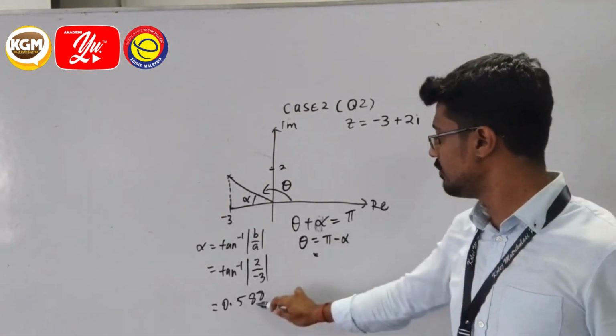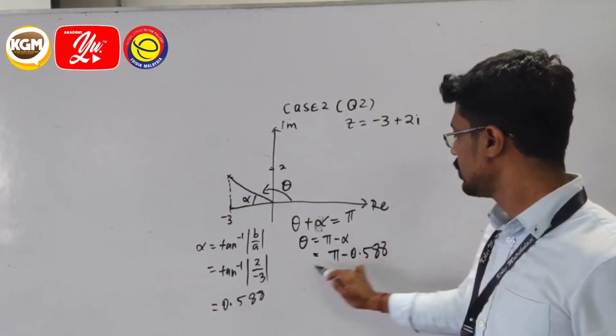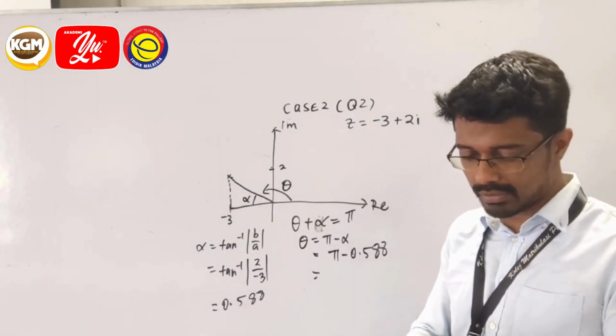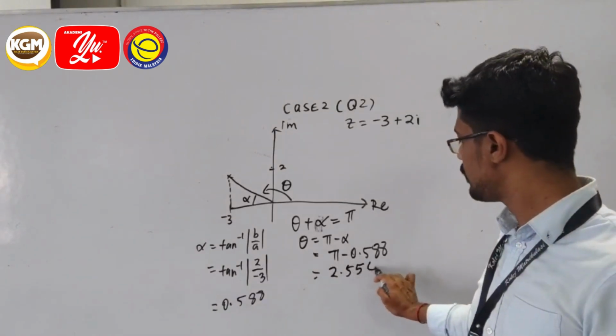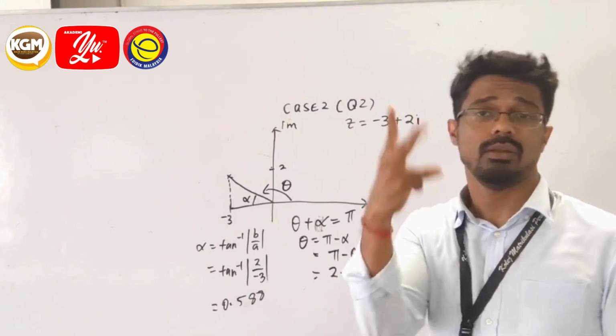I already got alpha value, so pi minus 0.588. All you have to do, put in your calculator. I take pi minus that, and we're going to get 2.554 to 3 decimal places. Simple, right? 2 more to go.